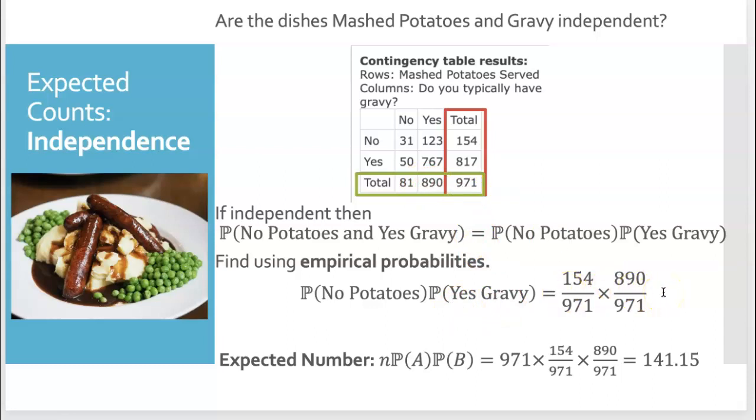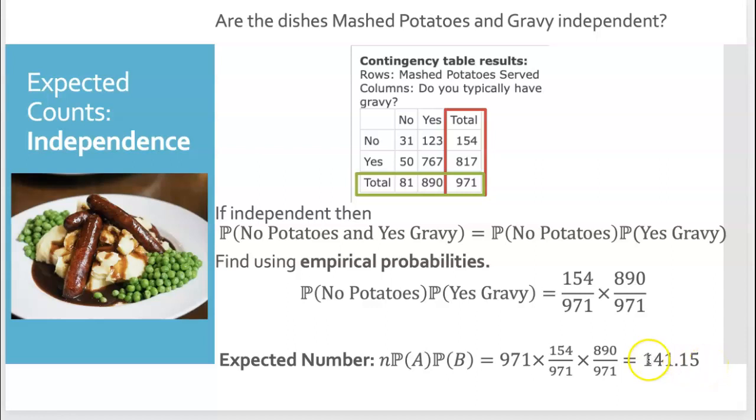Now, if we want to find the expected number of dinners we would expect to see in this count, we just take our total sample size, 971, and multiply it by this probability. So if we did 971 times the probability of no potatoes times the probability of yes gravy, we would get 141.15.